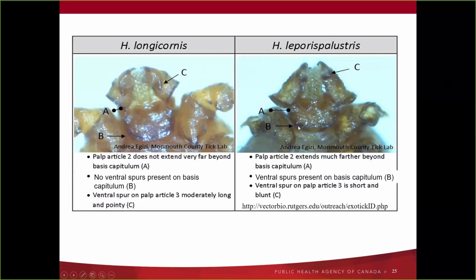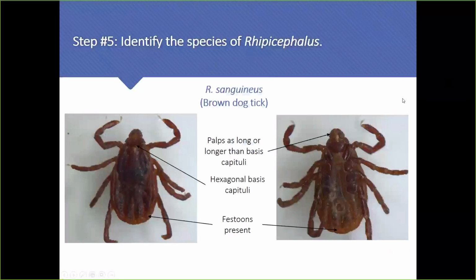These have these ventral spurs on the basis capitulum here, where they're absent on that guy. So pretty subtle differences between them. And again, if you find some that you are challenged with, you let us know. But overall, that shape of the palps is a dead giveaway.